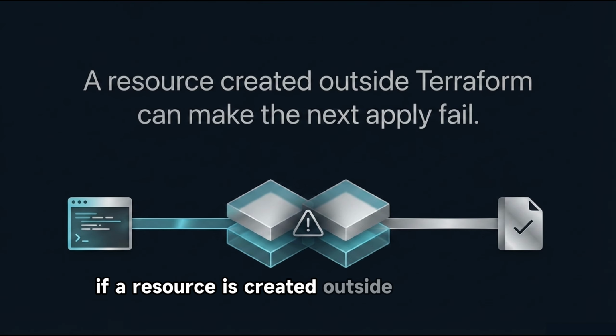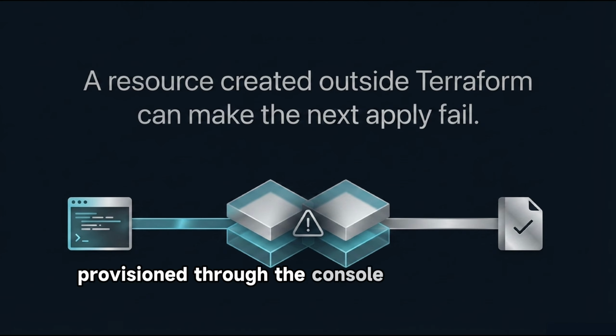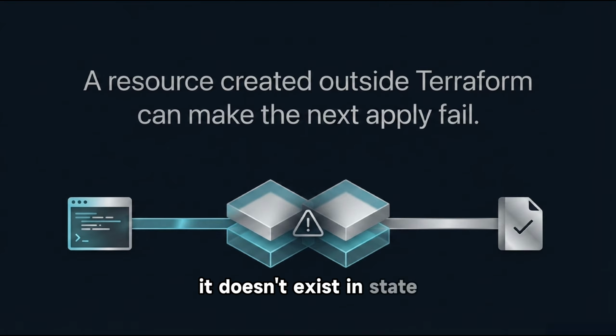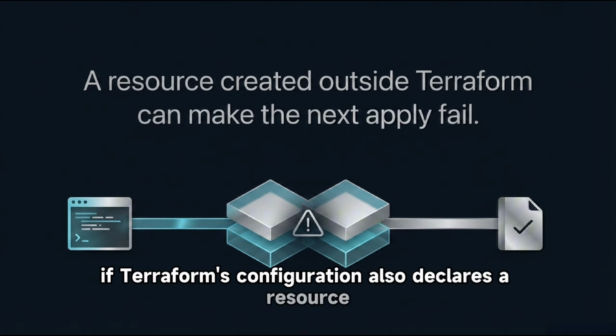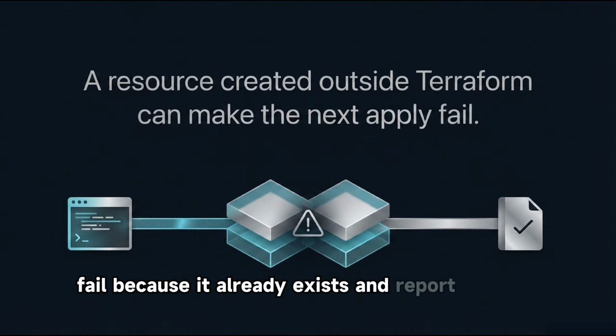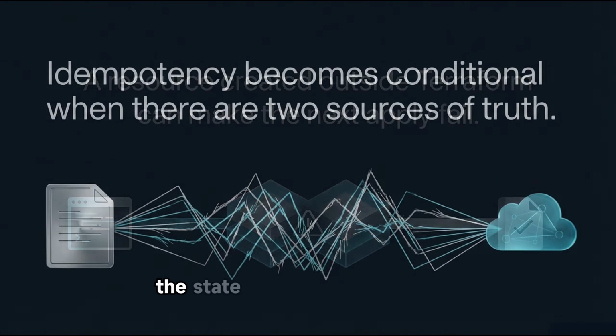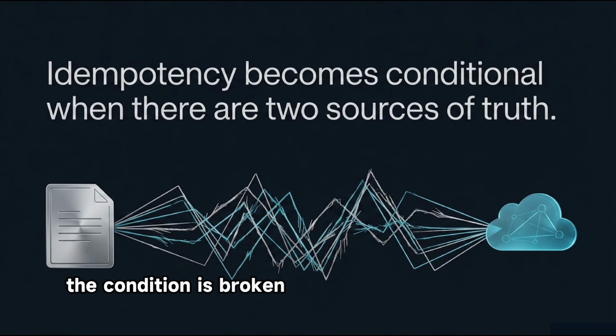If a resource is created outside of Terraform, a manually created security group, a database instance provisioned through the console in a moment of urgency, it doesn't exist in state. If Terraform's configuration also declares a resource with the same name, Terraform will try to create it, fail because it already exists, and report an error, not because the configuration is wrong, because state has drifted from reality. The state file makes Terraform's idempotency conditional. It holds as long as all changes to the infrastructure flow through Terraform. The moment a change happens outside Terraform's awareness, the condition is broken, and the next apply may fail, silently diverge, or produce a duplicate.